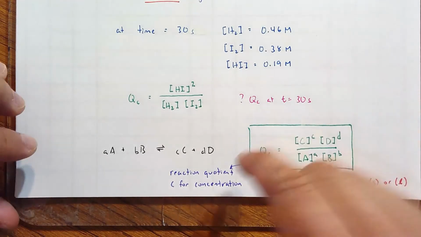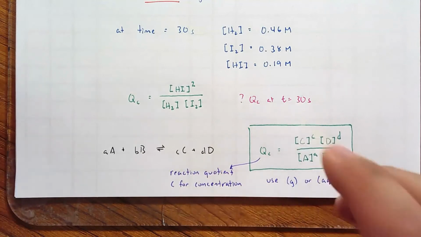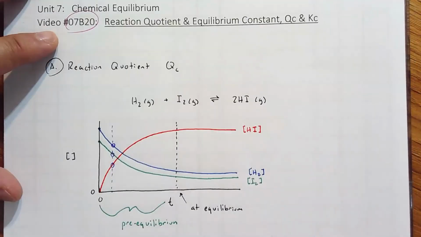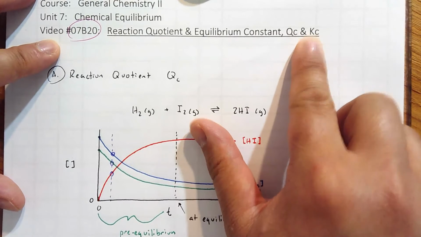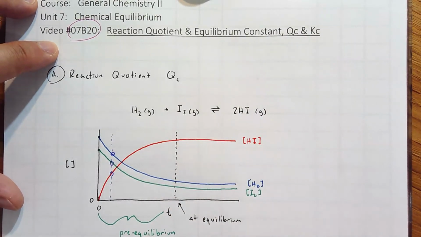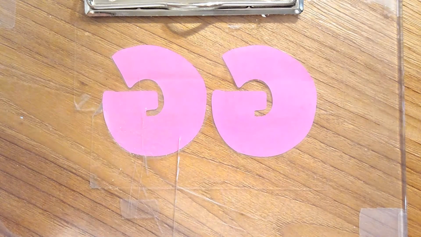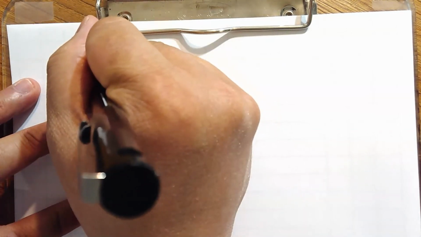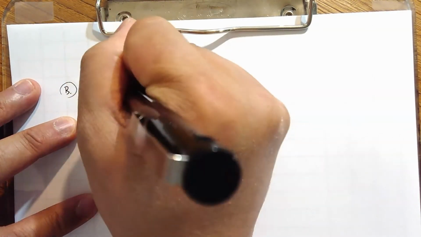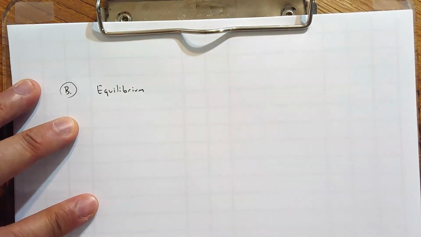I'm emphasizing that QC can be at any point because now we're going to talk about KC. And KC actually is very specific. It is the reaction quotient at equilibrium. Let me write that down for us. This is part B. Let's go on to KC. Equilibrium constant.